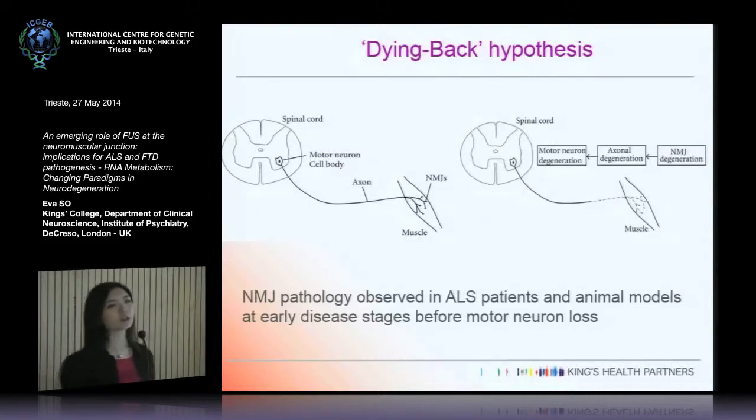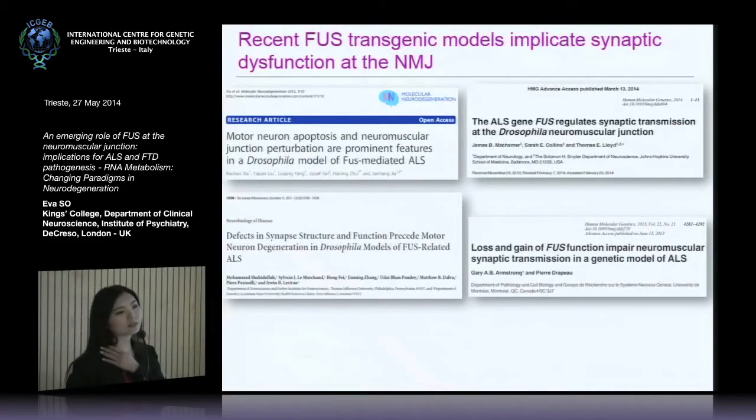There are quite a lot of studies in ALS patients and some animal models which show that the neuromuscular junction pathology was found way before loss of motor neurons. And more recently, there are a lot of FUS transgenic models which have implicated synaptic dysfunction at the NMJ, including studies in Drosophila and also in zebrafish.